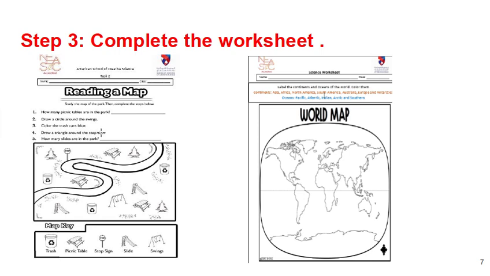So now let's do some of the questions together, and the rest you can do by yourself. Question number 1, how many picnic tables are in the park? So first let's count together. 1, 2, and 3. So there are 3 picnic tables in the park. And let's do the second one. Draw a circle around the swing. So let's find the swing. We have only one swing, so I draw a circle around my swing.